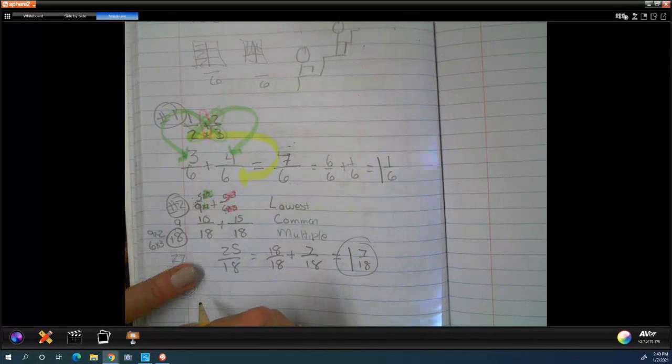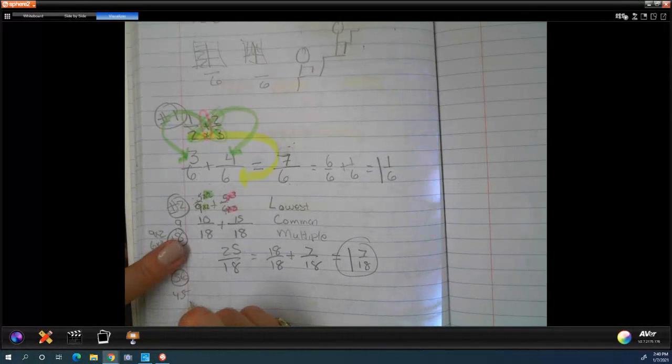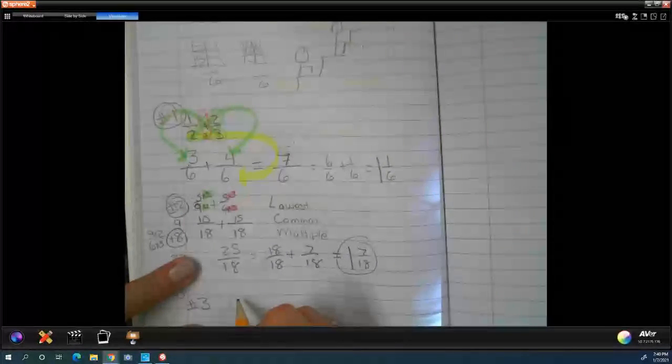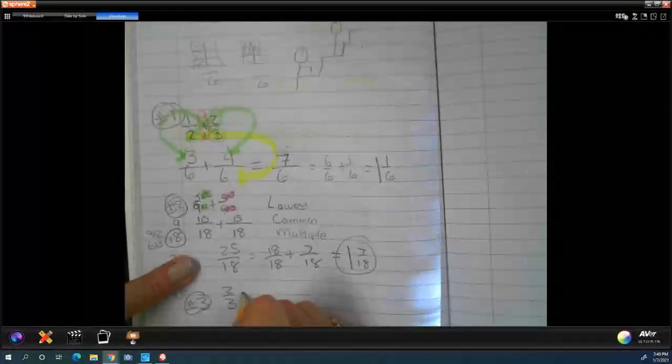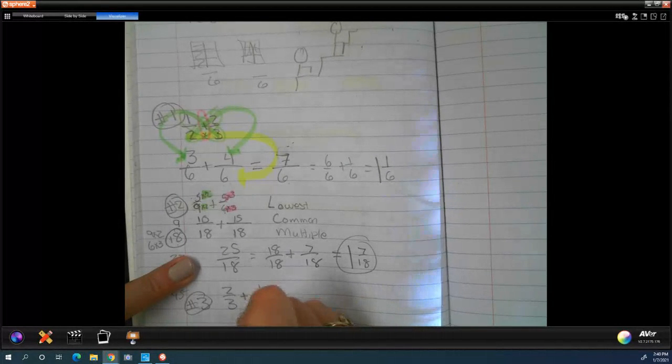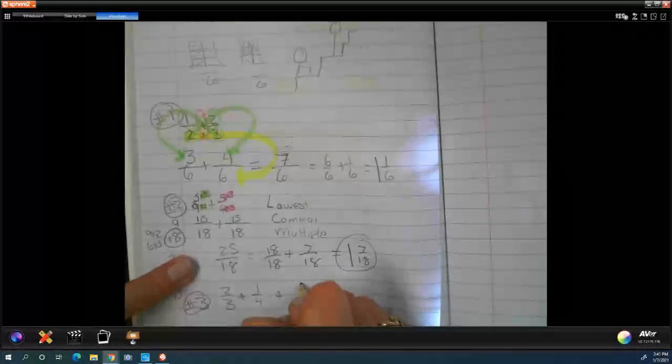All right, I'm going to show you one more example. This time we're going to have 3 numbers. So here's my example number 3. This is my final example for your notes. This one is 2/3 plus 1/4 plus 1/2.